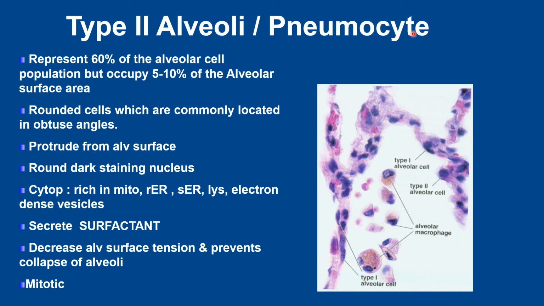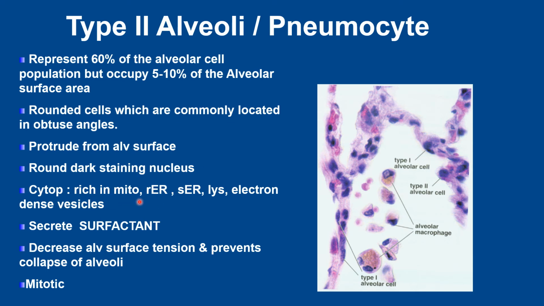Type 2 alveolar cells, or type 2 pneumocytes, represent 60% of the alveolar wall population, but occupy only 5 to 10% of the alveolar surface area. So this is the type 2 epithelium. The number of epithelial cells is more than the type 1, but they occupy only 5 to 10% of the alveolar wall. The rest of the alveolar wall is occupied by the type 1 cells. They are rounded cells which are commonly located in obtuse angles, and they protrude from the alveolar surface. They have round nuclei.